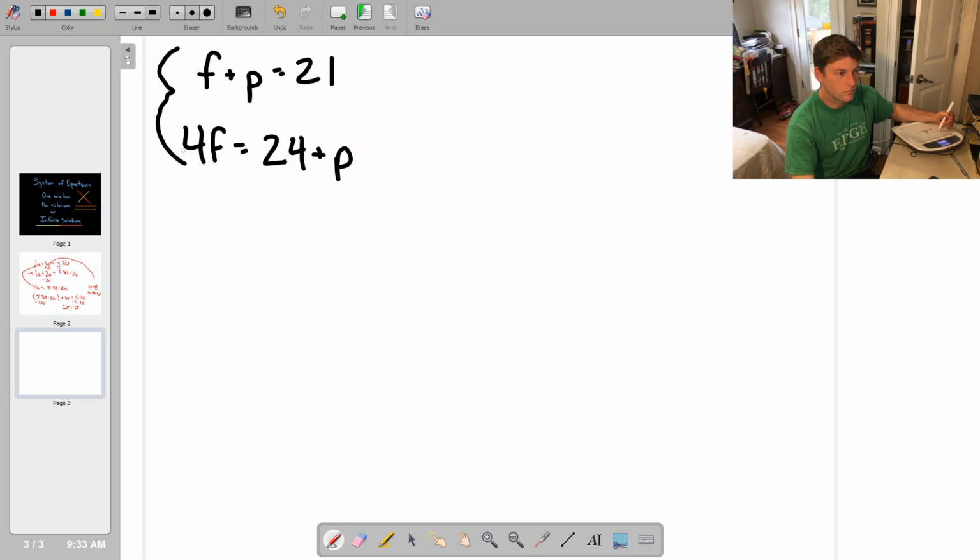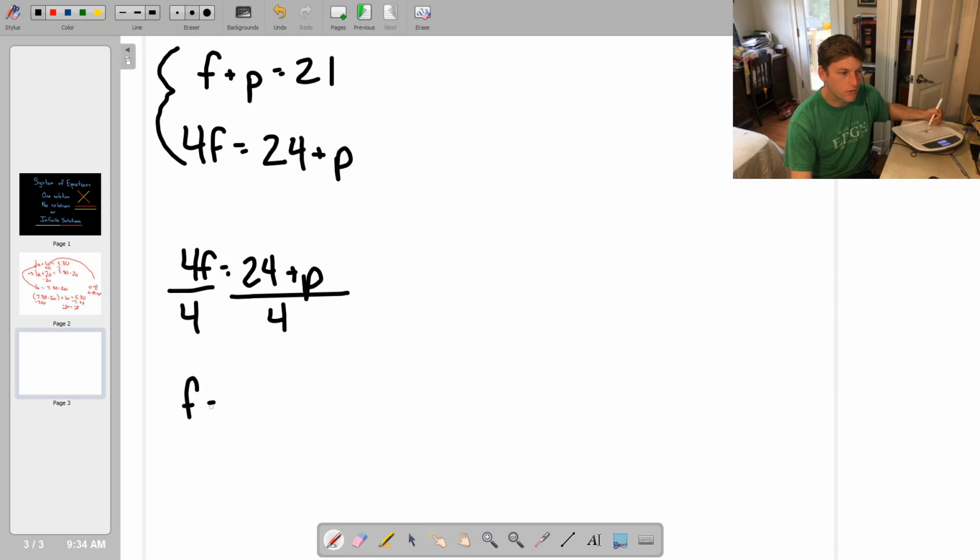I'm going to simplify this second one, and what I'm really doing is solving for f. Remember when we're trying to rewrite equations, you have to rewrite and simplify. That's what we're doing right now. So I'm going to rewrite this equation: 4f equals 24 plus p. I'm going to divide both sides by 4. So 4 divided by 4 is 1, which leaves me with 1f or f. 24 divided by 4 is 6. And then I have p over 4, just like that.